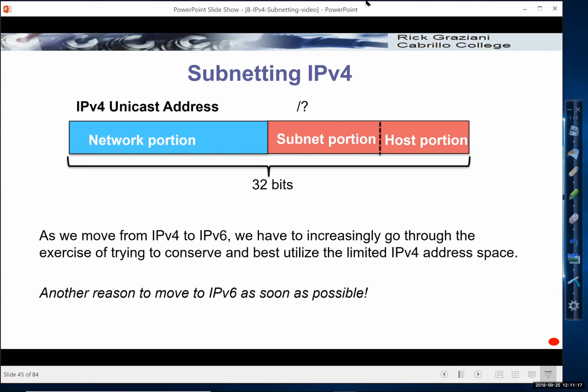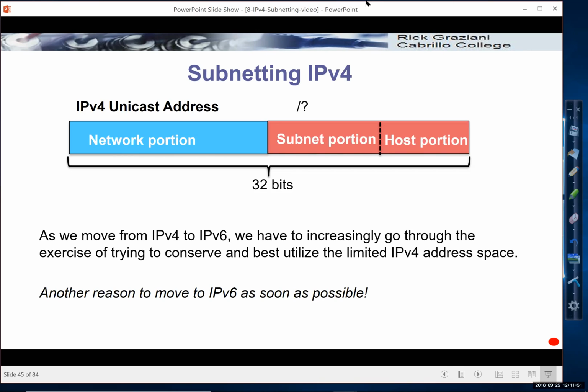As we move from IPv4 to IPv6, we have to increasingly go through this exercise of trying to conserve and best utilize our limited IPv4 address space. We only have so many addresses, and we have to figure out, if I have a barrel of 100 apples, how do I best utilize that? I might have one network that requires 50 apples, but another network that only requires 2 apples. How do I best divide my network?